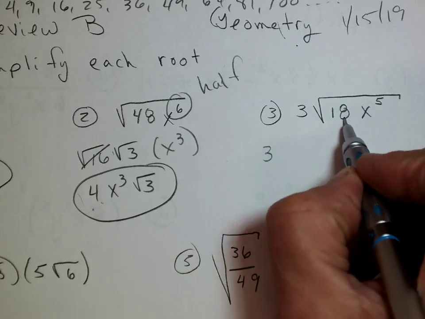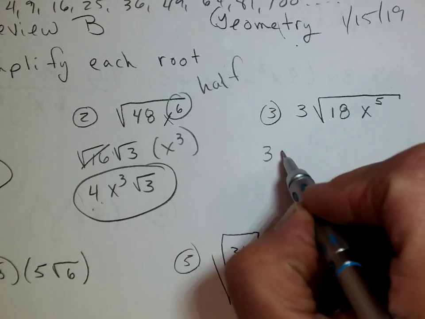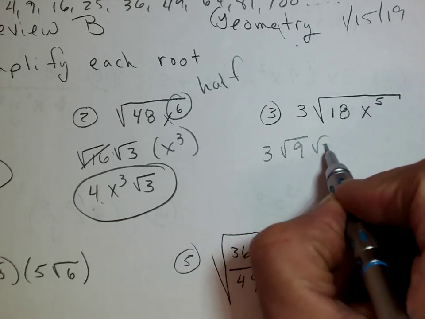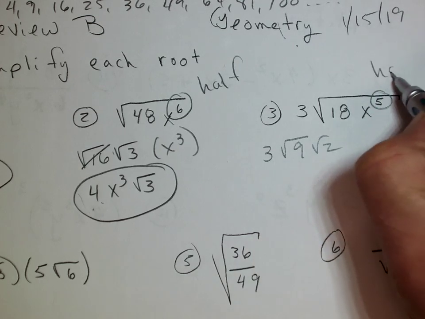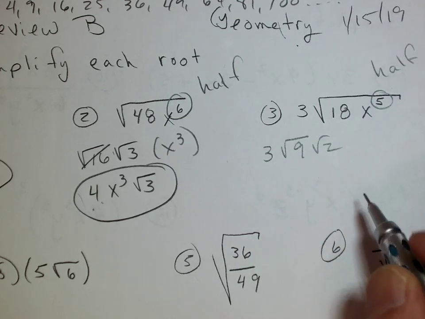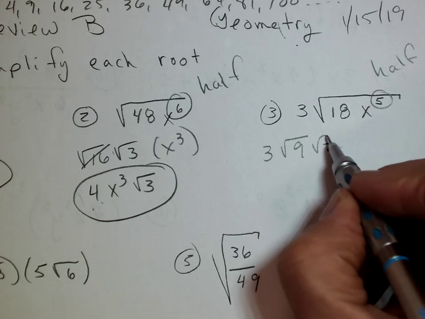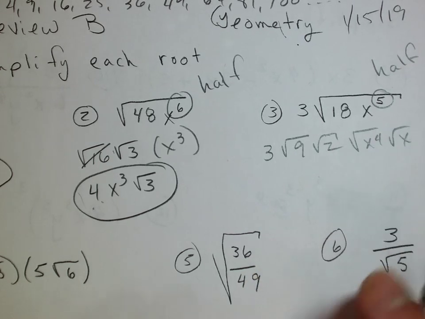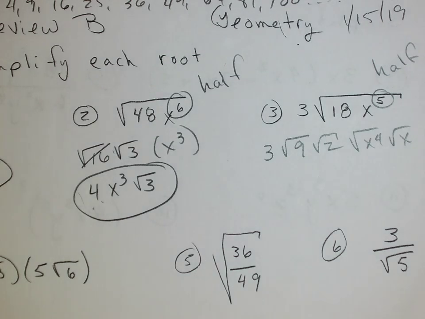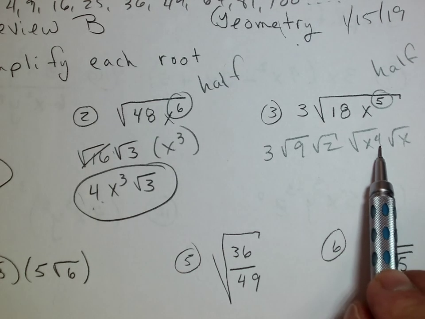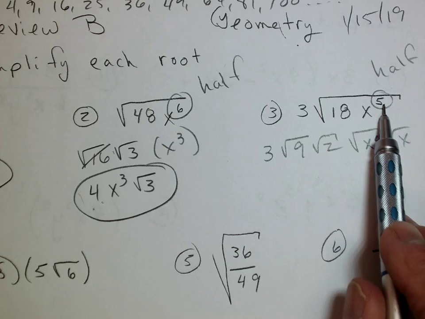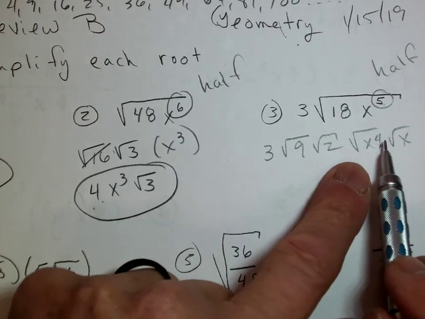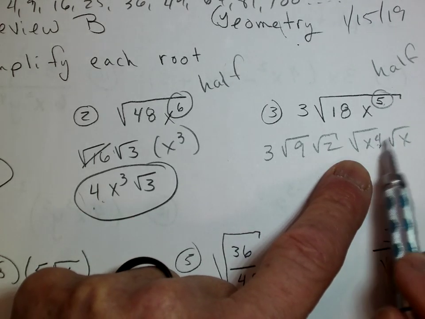I'm going to break down 18 into 9 and 2. I can't take half of this. I need to take half of this, so we're going to rewrite this as square root of x to the fourth, square root of x. I take 1 away to make it even, because I need to take half of it. I don't want to take half of 5 because it gives me a decimal. So I take 1 away and make it a square root of a fourth power and a first power.